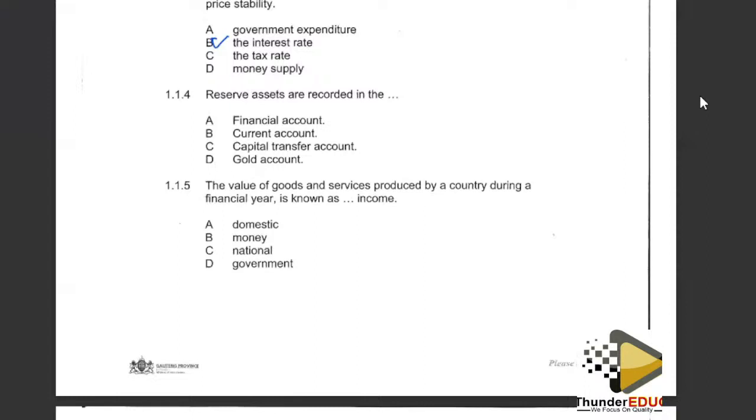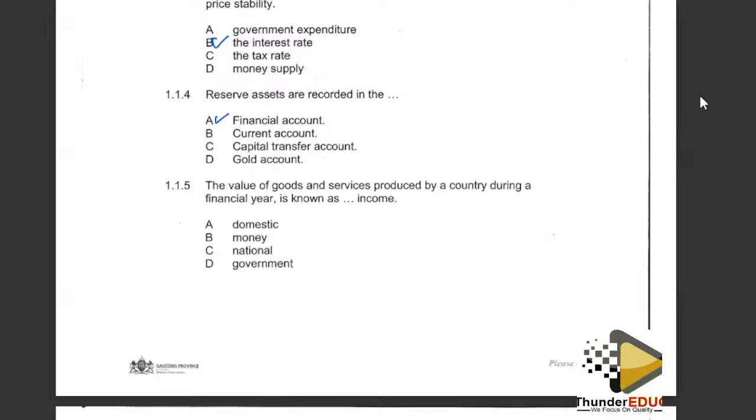Okay, right. So now the recording here of the reserve assets can be recorded under the financial account, yes. Then we check B, current account, no. Then we check C, capital transfer account, no. Then we check D, gold account, no. So it means that this one of financial account is the one that is appropriate.